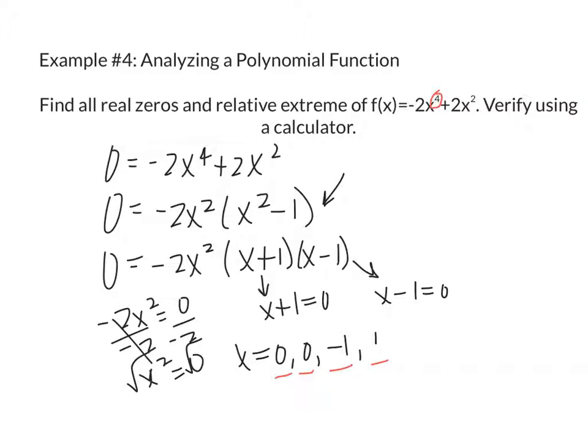Then the last thing that we're going to do is find the relative extrema. So remember, we typed this into our calculator, so that's -2x to the 4th plus 2x squared. If we graph that, what I see are two relative maxima. If I sketch the graph, it kind of looks like, let me zoom in a little bit. I'm going to change my window to -5, +5.